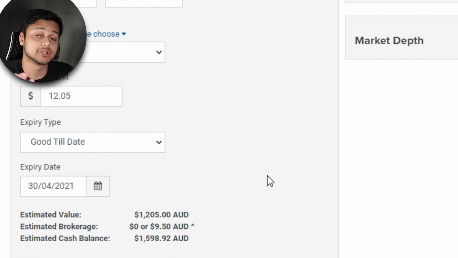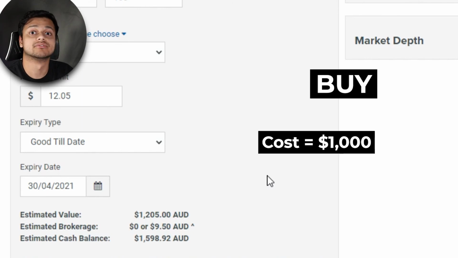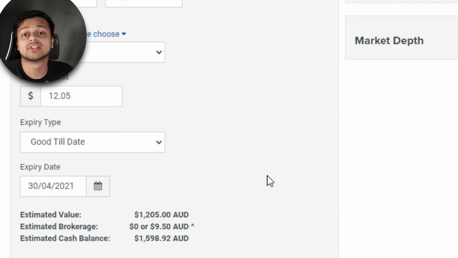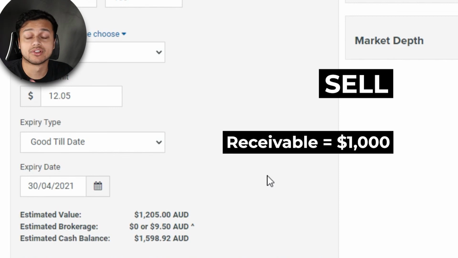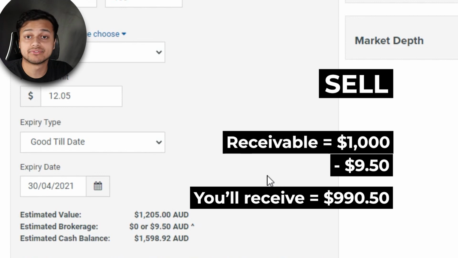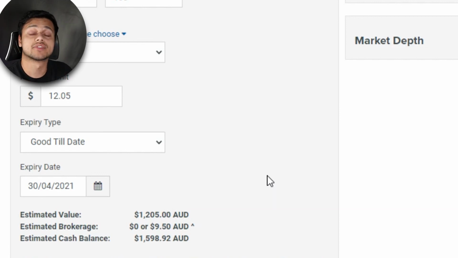But if you don't have the free brokerage, what that means is that when you buy your shares or your ETFs, that $9.50 brokerage fee is going to be added on top of your costs. So for example, if your total order is $1,000, just to make it very simple, your actual final cost is going to be $1,000 plus the $9.50 brokerage fee. And similarly, if you're going to sell your shares for $1,000, instead of getting the $1,000, you will get $1,000 minus $9.50, and whatever that figure is, you'll be getting that instead. And essentially, SelfWealth is going to pocket that $9.50 fee for doing the brokerage for you.